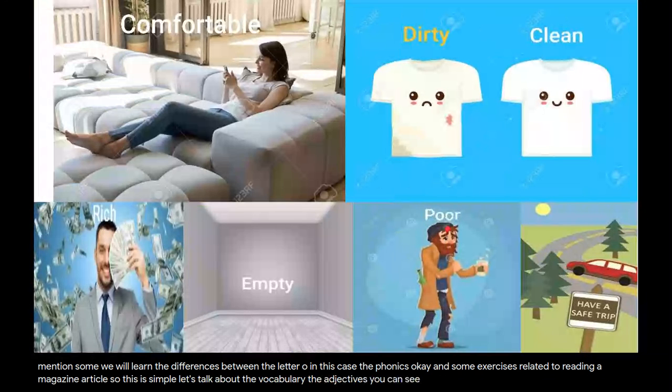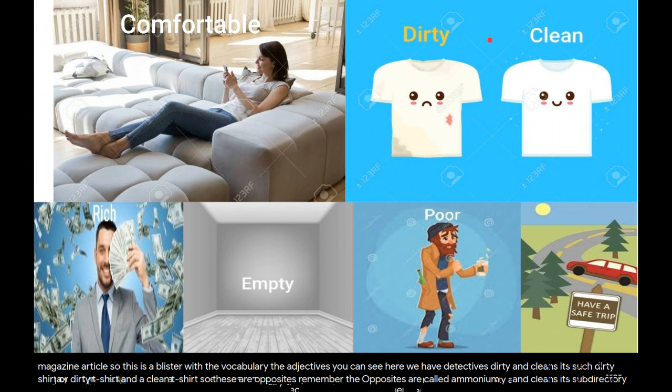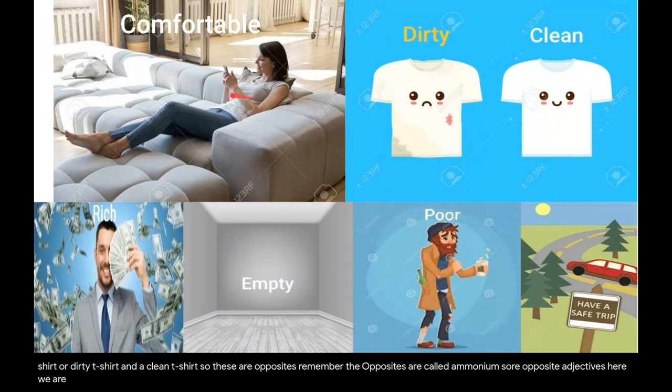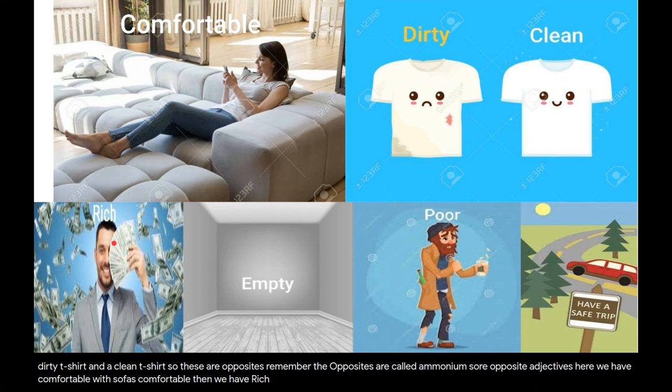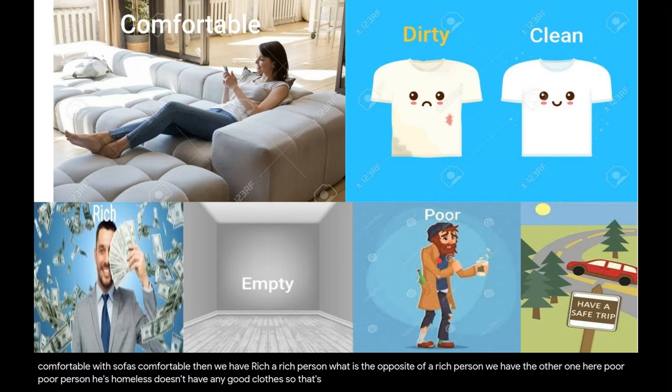You can see here we have the adjectives dirty and clean. So it's a dirty shirt or a dirty t-shirt and a clean t-shirt. So these are opposites. Remember, the opposites are called antonyms or opposite adjectives. Here we have comfortable. The sofa is comfortable. Then we have rich, a rich person. What is the opposite of a rich person? Well, we have the other one here, poor, a poor person. He's homeless, doesn't have any good clothes, so that's totally a shame.